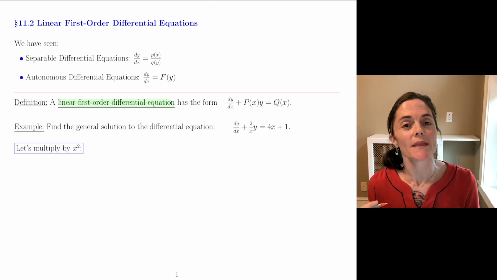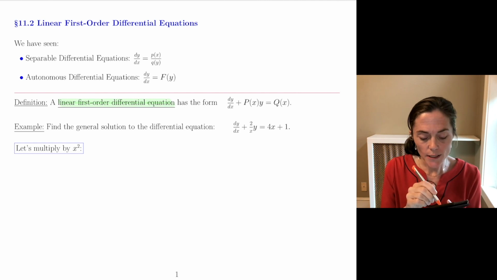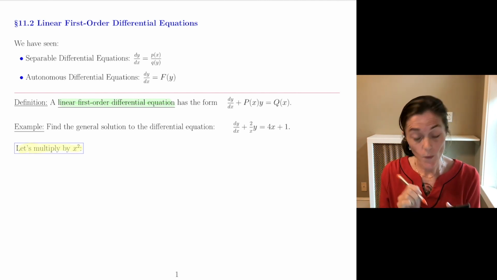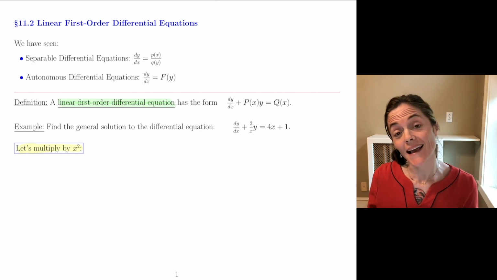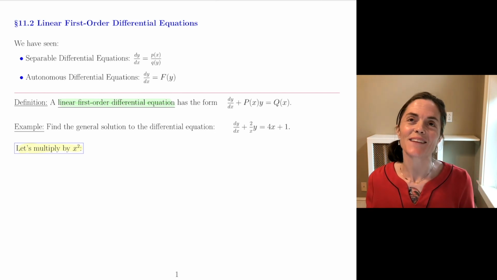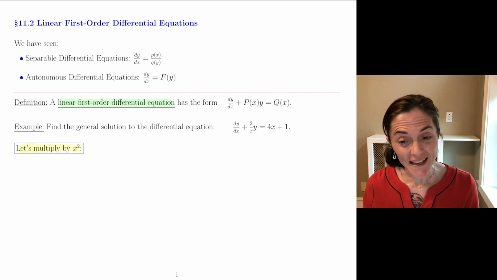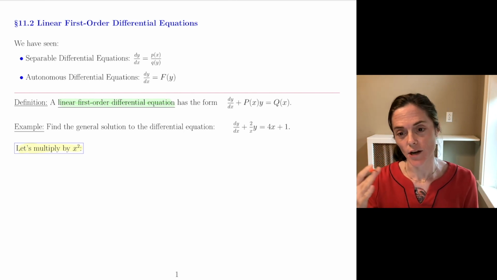Well, let's begin with an example. And initially, I'm going to say, let's multiply by x squared and see what happens. And it seems like kind of magic. Really, it kind of is. But we will then discuss what's happening and how we could solve these in general.